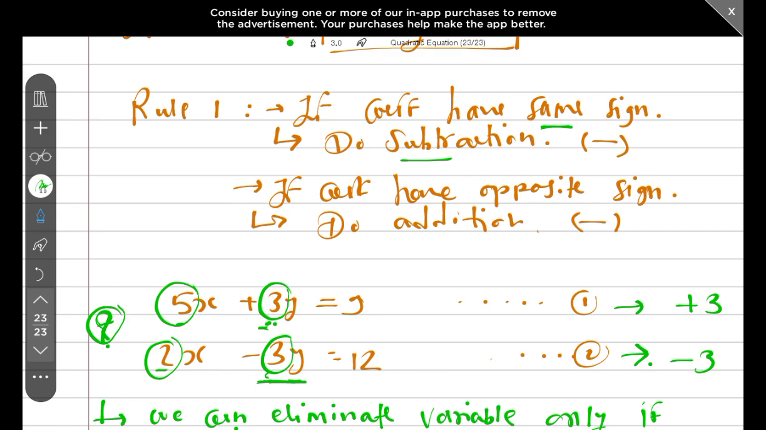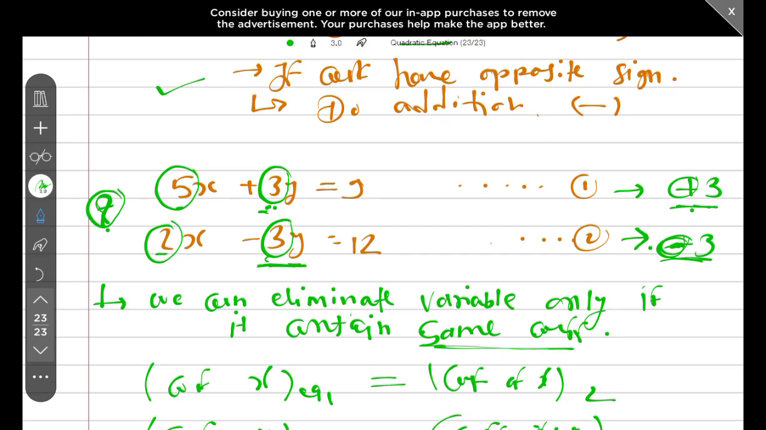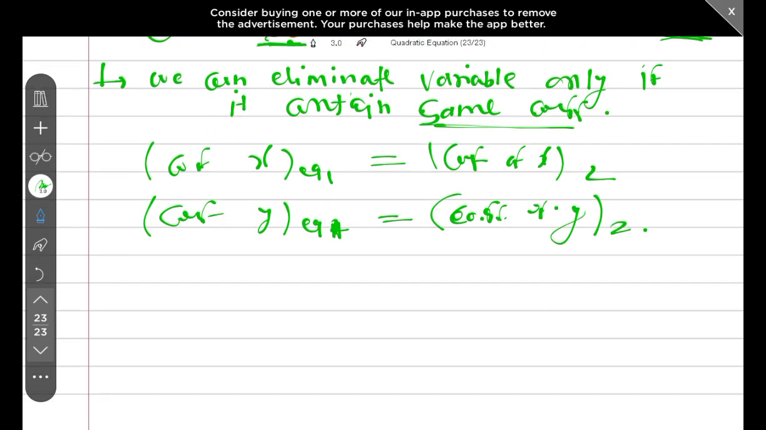Now just observe our coefficients, here it is plus 3, here it is minus 3. So are these two signs equal or not? No, definitely. So these are opposite signs. As these two signs are opposite to each other, which case do we follow? We have to follow case number 2. That means we have to add these two equations.